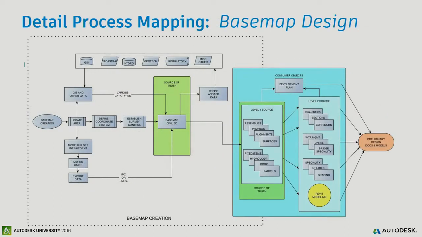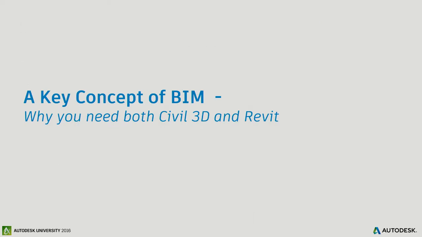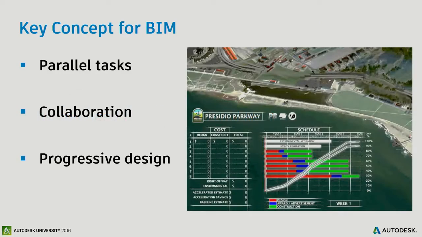Now, here is a more detailed process map that would fit into more of your workflow manual as we get more granular into your BIM documentation. And again, here we have the green blocks, which represent the single source of truth. So a key concept for the general practice of BIM.